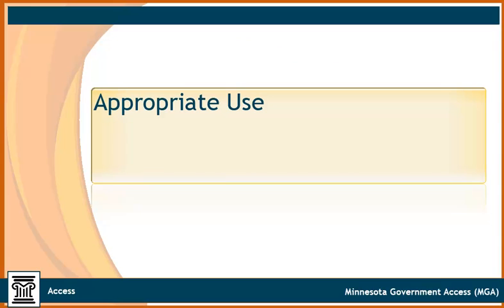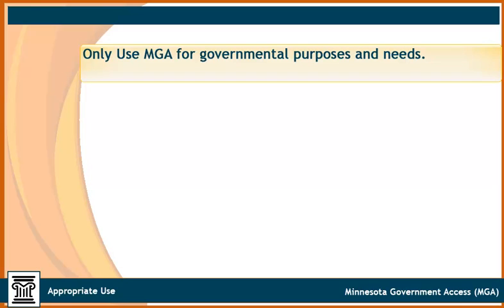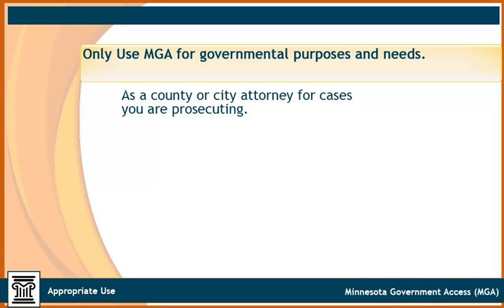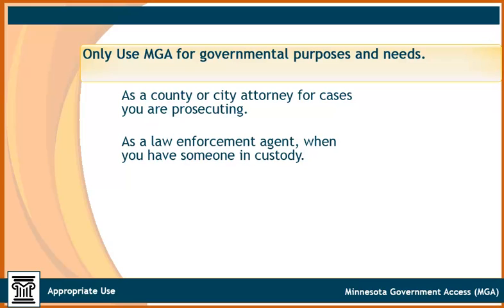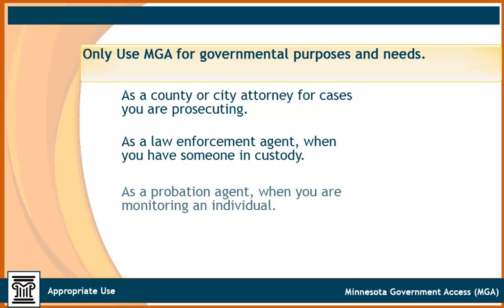In this section, we will talk about how to use MGA appropriately for your work as a government agent. MGA access is provided to you because you work for a government agency. You may only use MGA for your governmental purposes and needs. For example, as a county or city attorney for cases you are prosecuting, as a law enforcement agent when you have someone in custody, or as a probation agent when you are monitoring an individual.